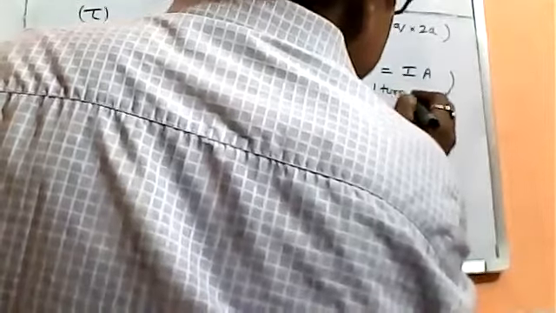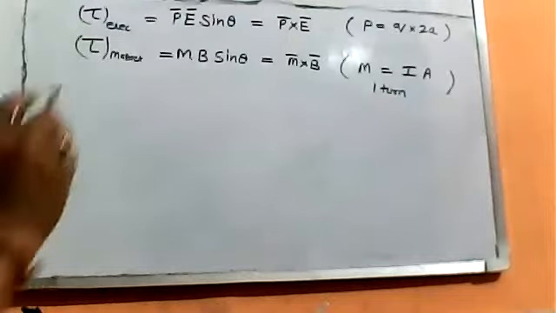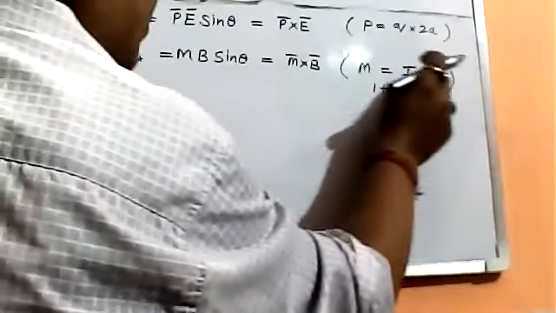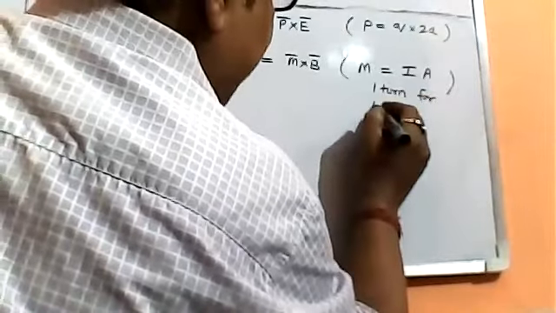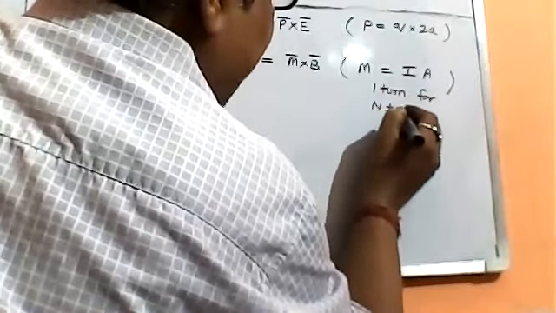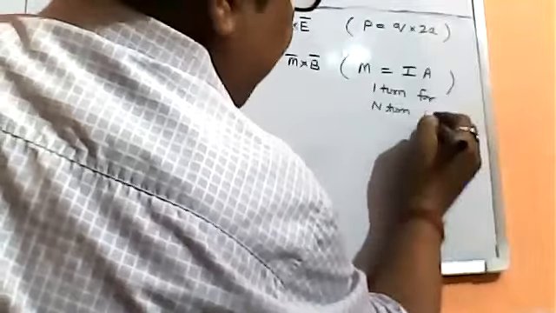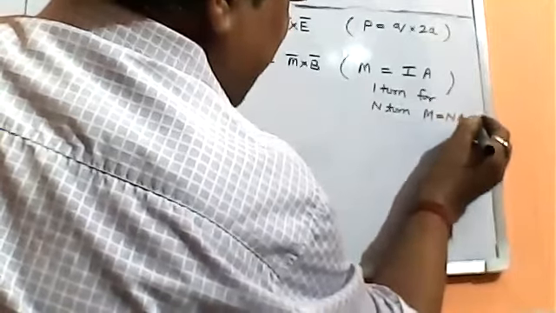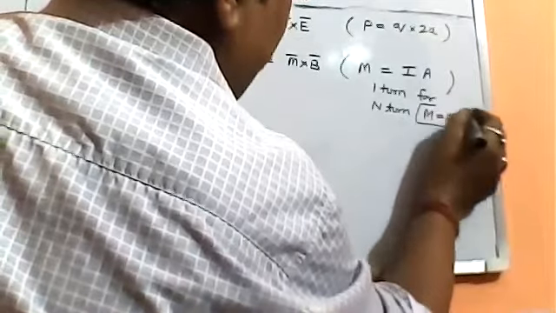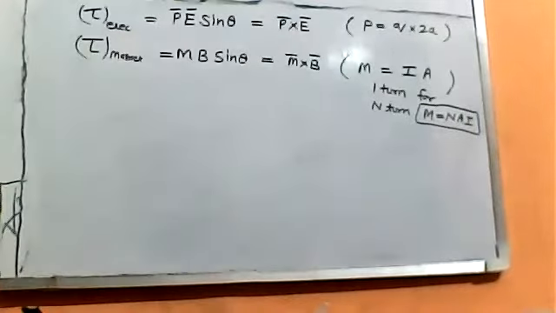In case of magnetism, you must also know the number of turns. If one turn is present, the magnetic dipole moment is IA. For N turns, the formula becomes NIA. Simply multiply by capital N. NIA, or NAI, you can write. This is the formula for magnetic dipole moment. Is this clear?